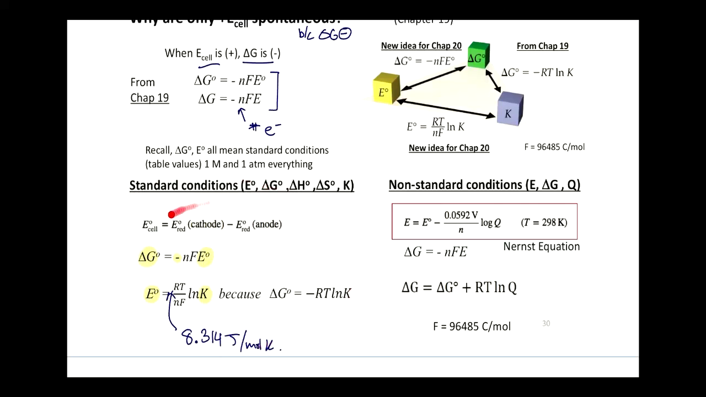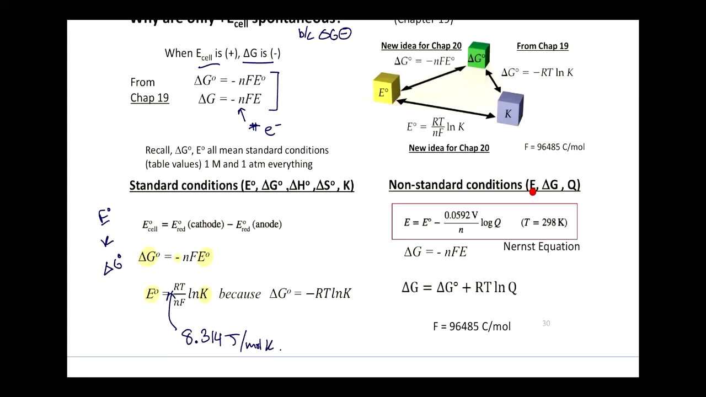So these equations relate E to K to delta G. All of those things get related to one another. But notice that all of these equations are related to one another at standard conditions. What I forgot here was that E naught and delta G naught are related to K, the equilibrium constant for a reaction. A little bit later, we'll look at how to calculate cell potential at non-standard conditions.